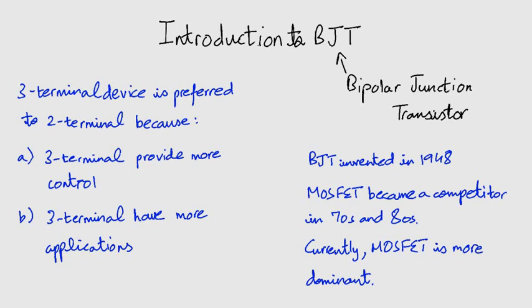The BJTs, however, have not been obliterated from the field completely. They are still in demand in complex analog circuit applications, both integrated and discrete. Also, their reliability under severe environmental conditions makes them quite favorable for certain applications.